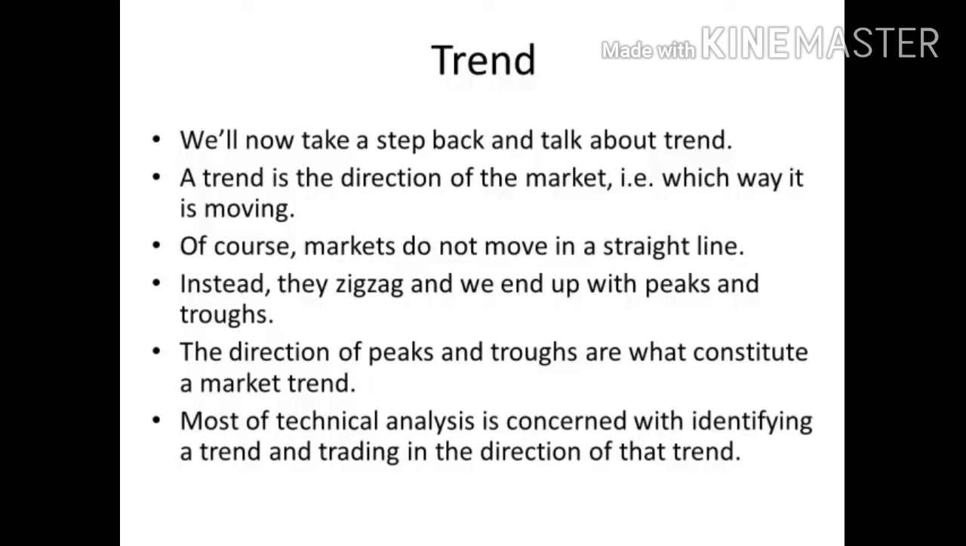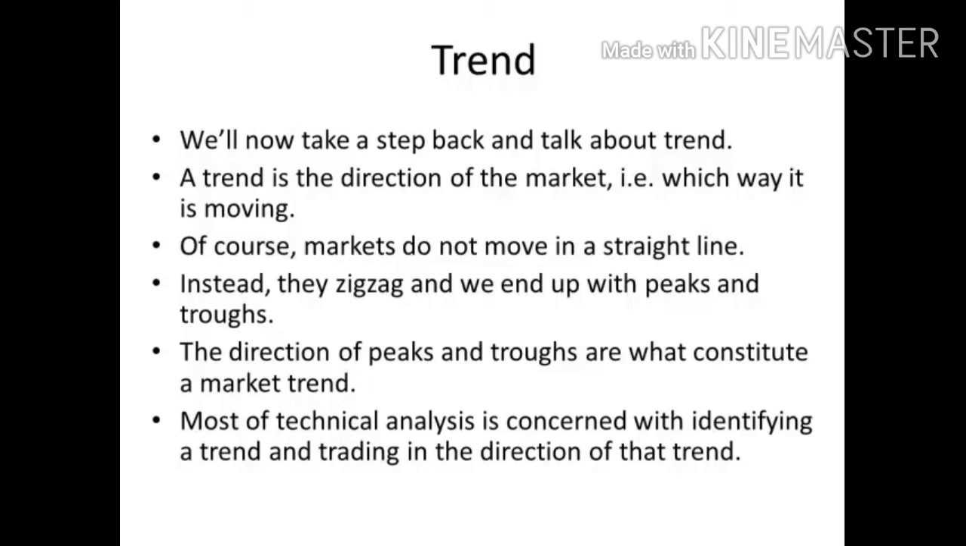So when we talked about Dow theory, we talked about different trends. So now we're going to take a step back, and we're going to talk a bit more generally about what is trend. A trend essentially is the direction of the market, right? So we have the market's going up or the market's going down, right? So a trend is telling you the general direction of which way the market is moving. So let's think about this a bit more formally. How would we define it?